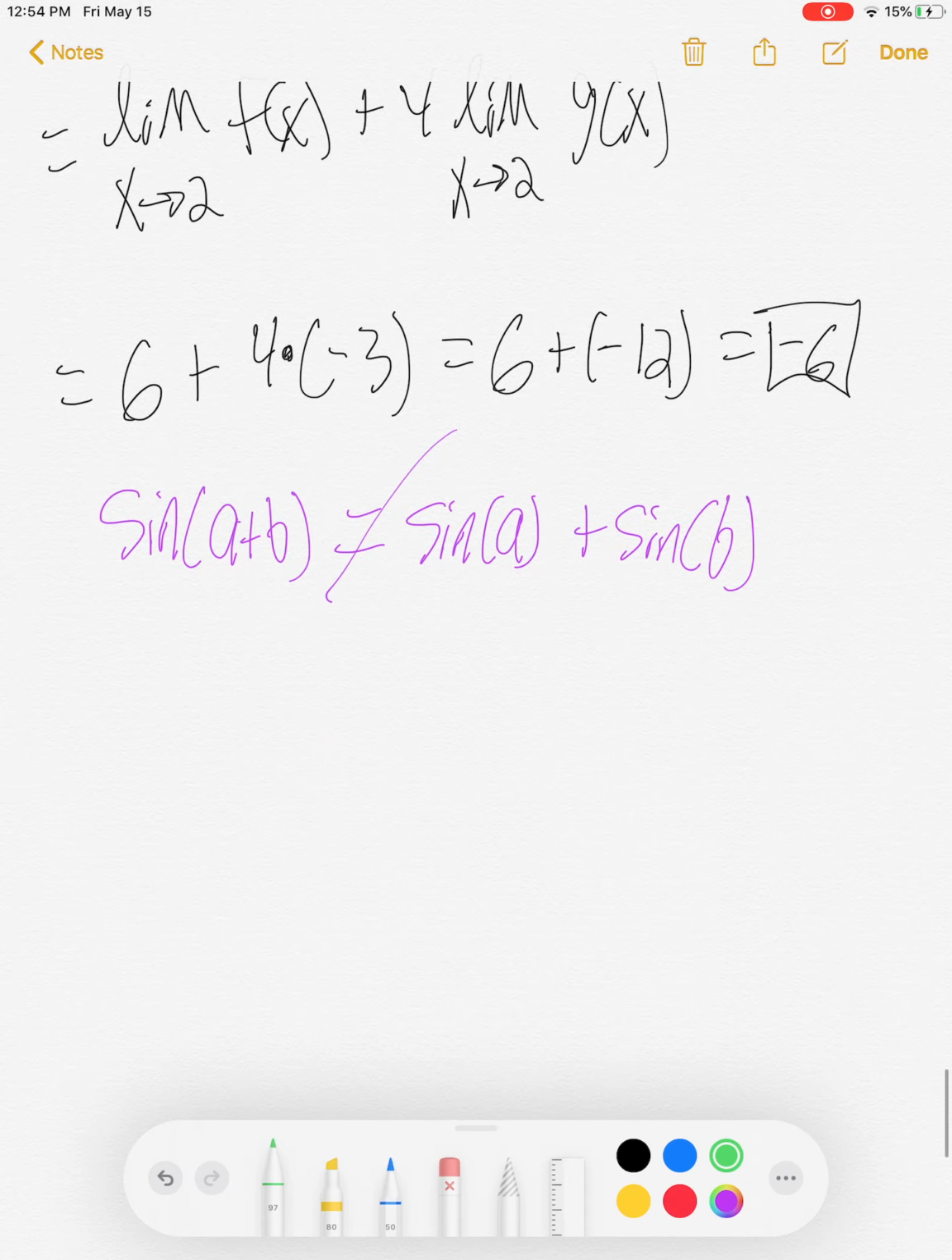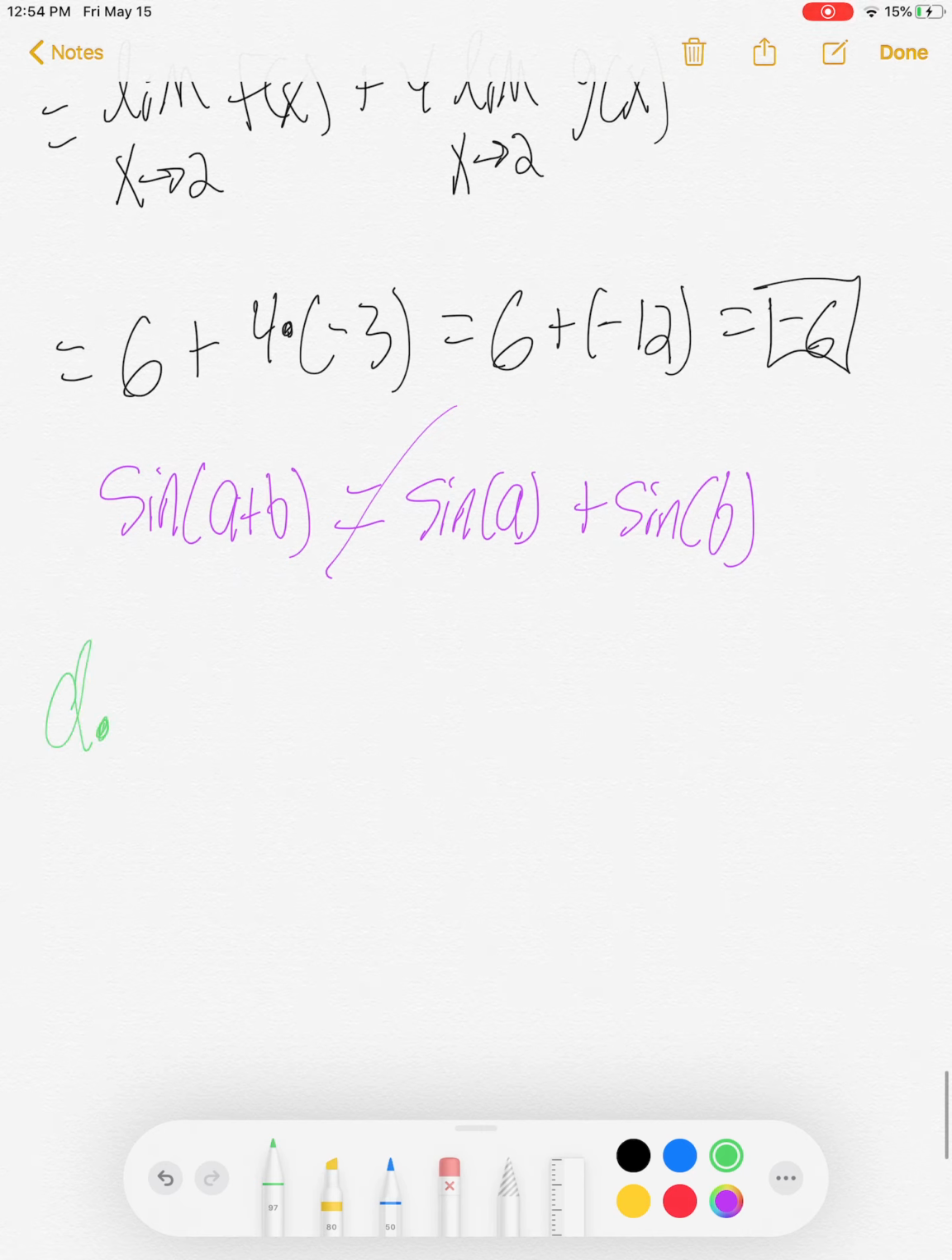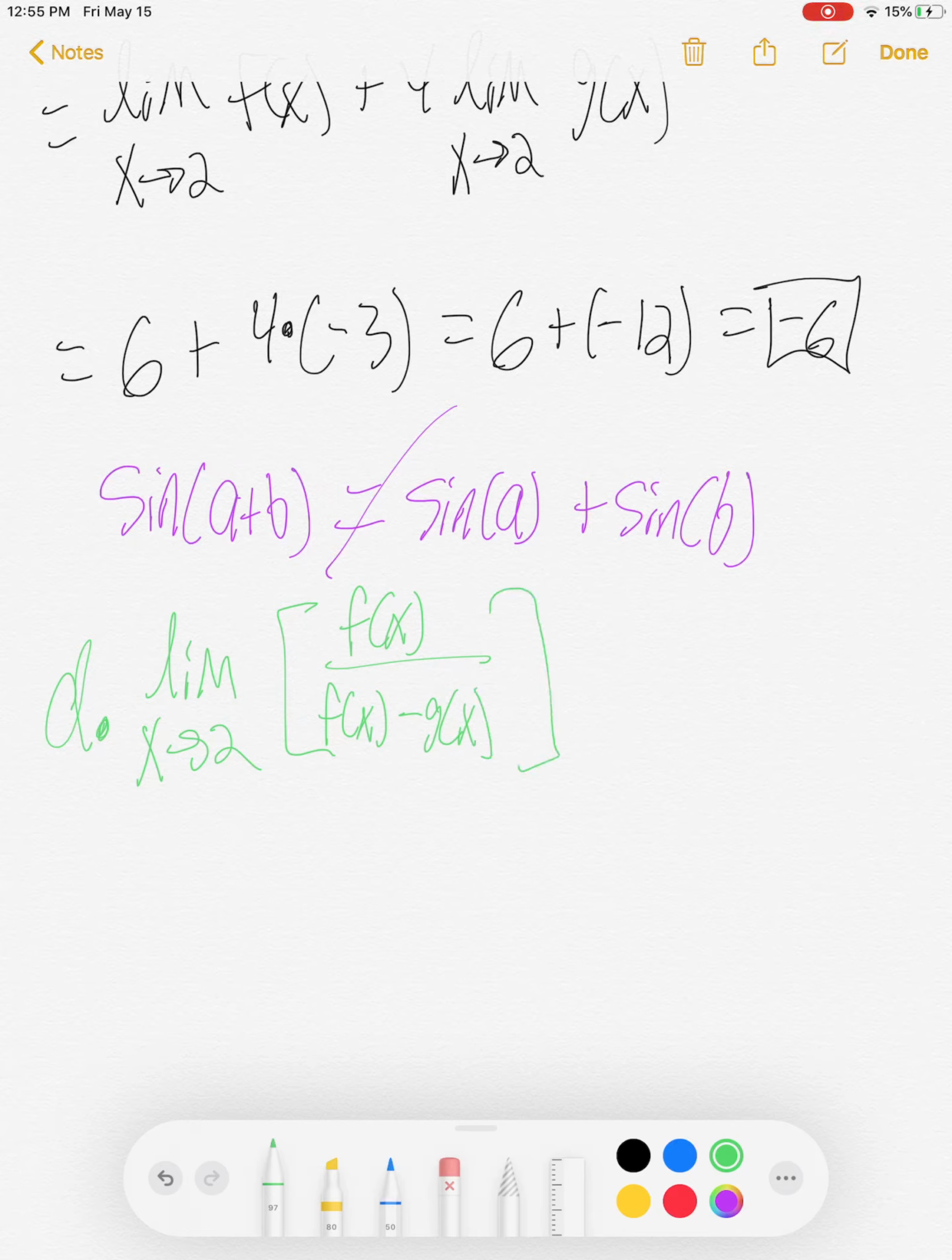And finally, let us do part D of this problem. Part D says, let's look at the limit as x approaches 2 of, got a fraction here, f of x over f of x minus g of x. All right, so this is the limit that I am interested in now.